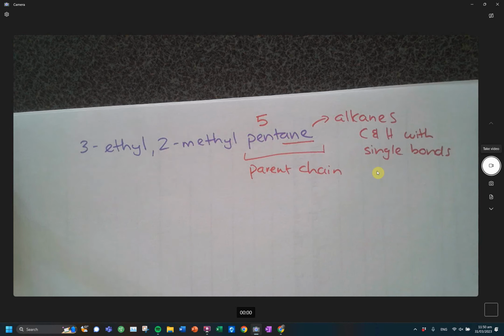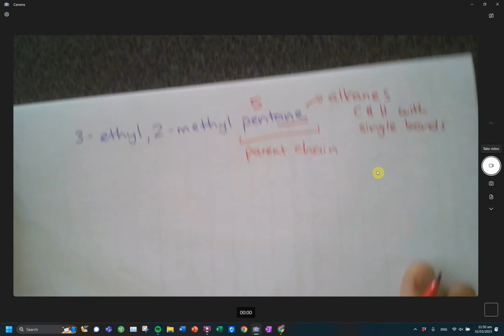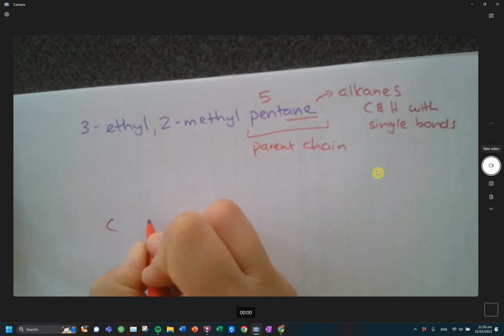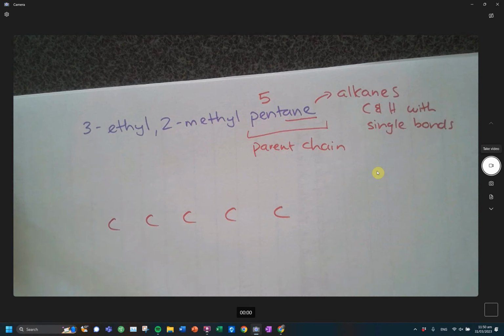So just keep that in mind that this is leading up to external material as well, so it is worthwhile to learn. All right, so Pent tells me 5, so I'm going to draw 5 carbons down. 1, 2, 3, 4, 5. That represents my parent chain, my base. Are we okay with that so far?